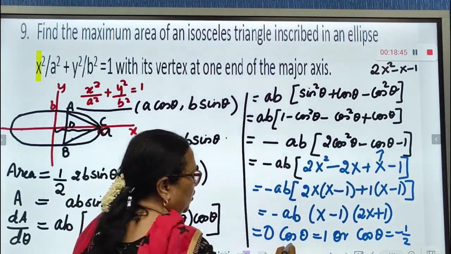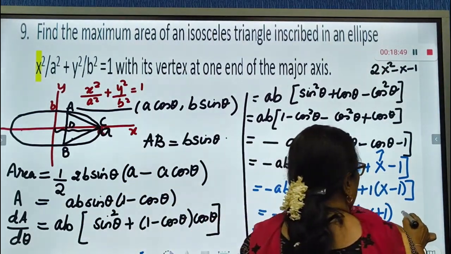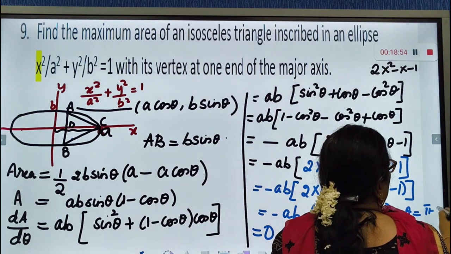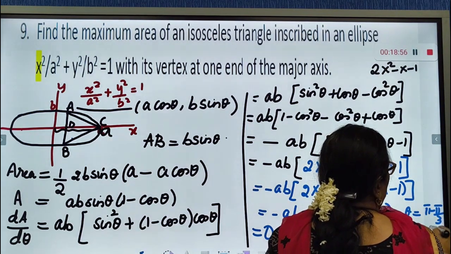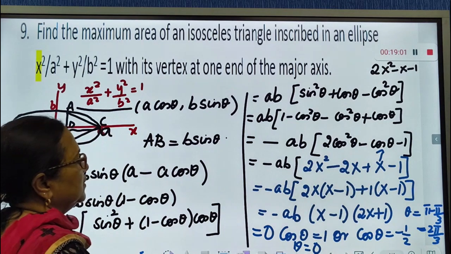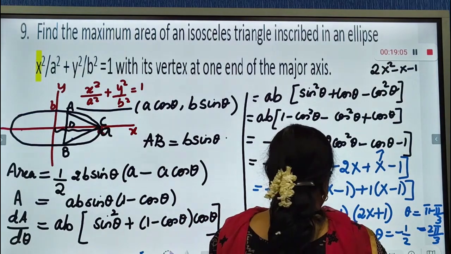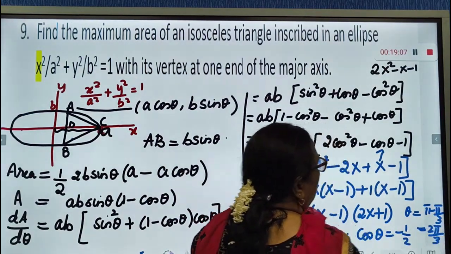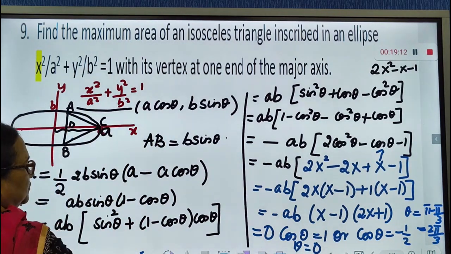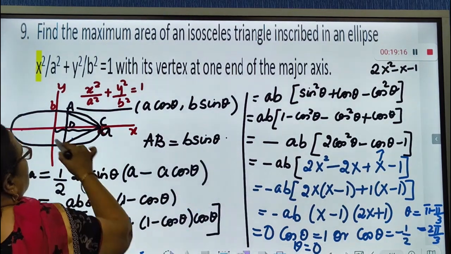If cos theta equal to 1, theta is 0. If cos theta equal to minus half, theta will be what? Cos 60 is half. So pi minus pi by 3, 2 pi by 3. So what is the value of theta? What is the critical point? There are two possibilities. Either theta is 0 or theta is 2 pi by 3. Okay. We'll continue and check the second derivative.